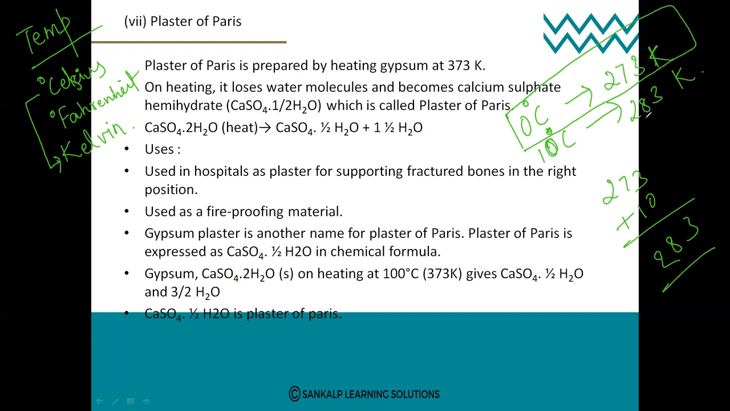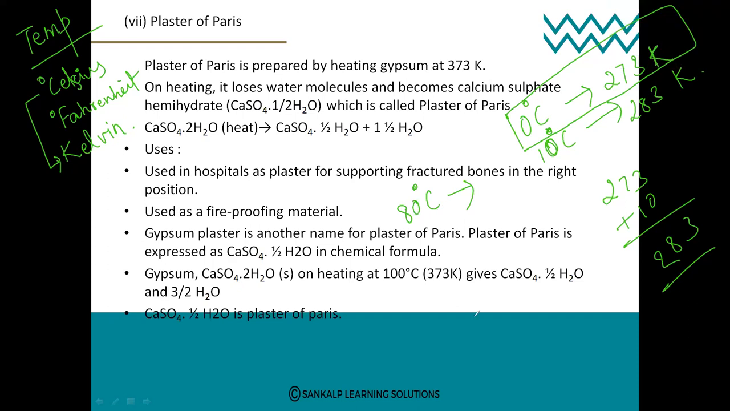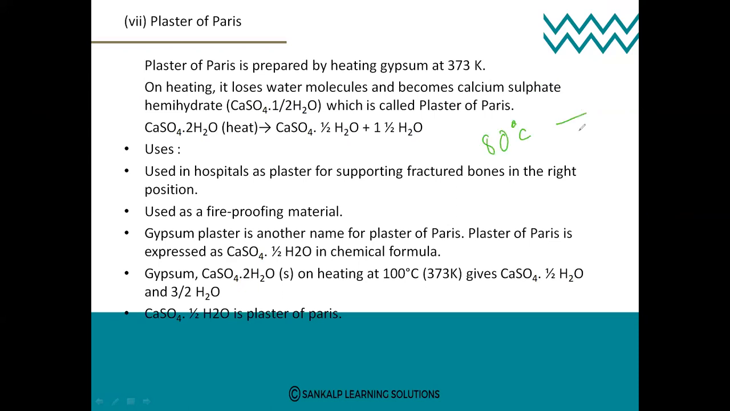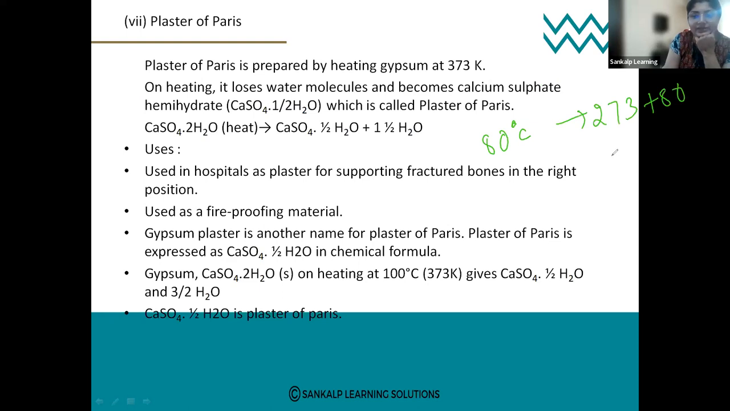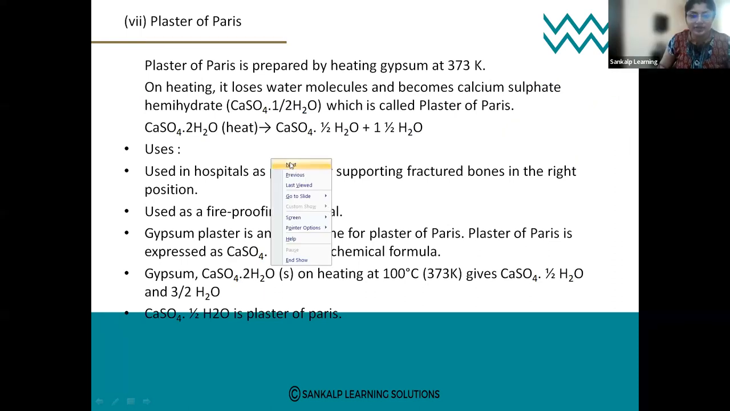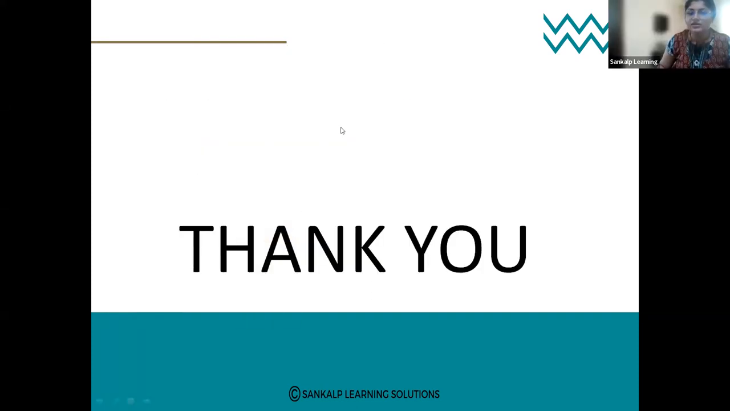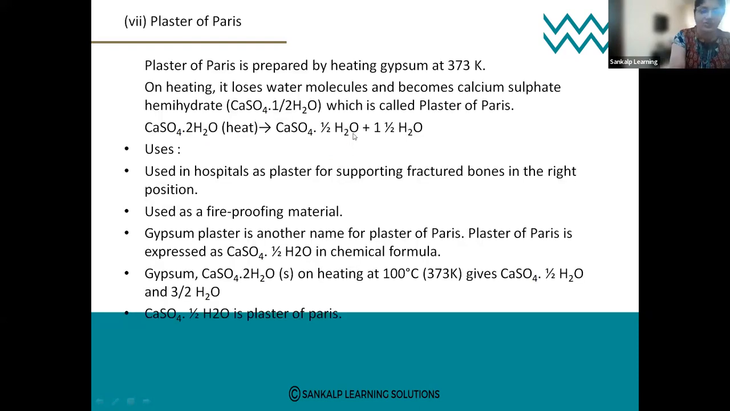Understood? If I say now 80 degrees Celsius, you have to do 273 plus 80, which is 353. So you have to remember it in that way. Now let's see what else we have left. This much is there in your textbook. These are the things we had to cover in this chapter, acids, bases and salts.